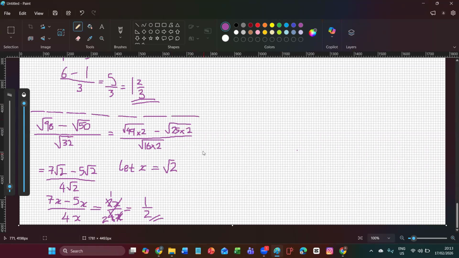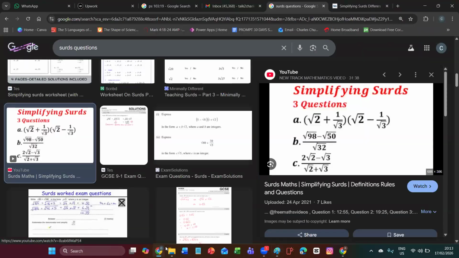All right, so let's do the last one for today, and that would be root 2 minus root 3 over root 2 plus root 3.